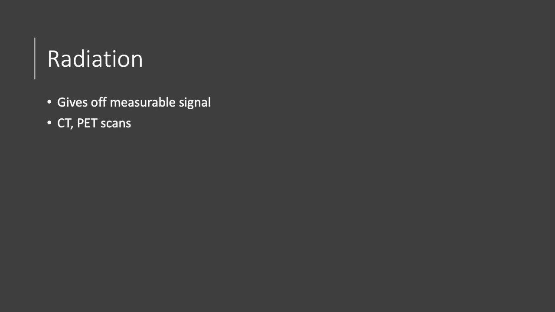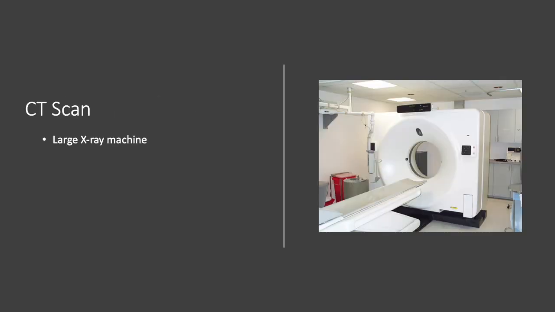Radiation can also be used to image the brain. Radiation gives off signal which we can also measure. For example, when we shoot X-rays to the brain, a sensor detects how much of the X-ray was absorbed by that part of the brain. This is how CT scans work. CT scans use a really large circular machine so it can record these X-rays from all directions around your head.